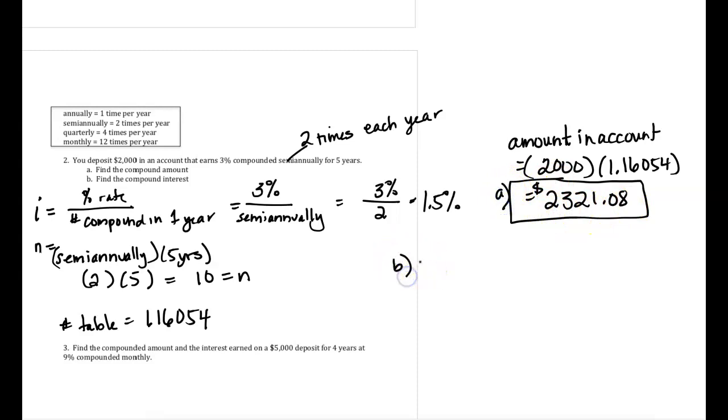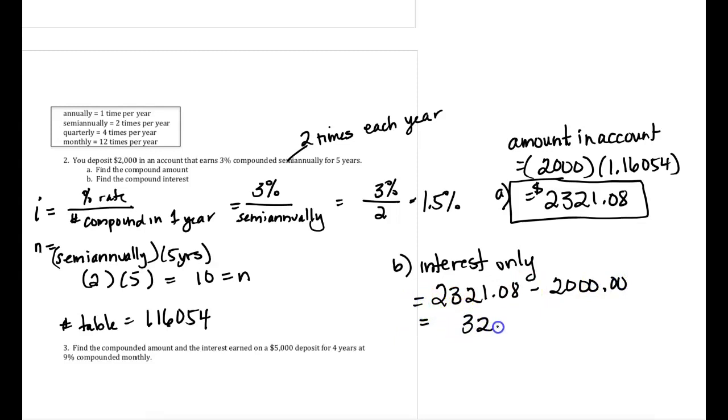Part B, the interest only. Again, the interest only is the amount above what was deposited. If $2,000 was deposited, we're going to take the total amount and subtract away the $2,000 that was deposited, and we get $321.08 is the interest only.